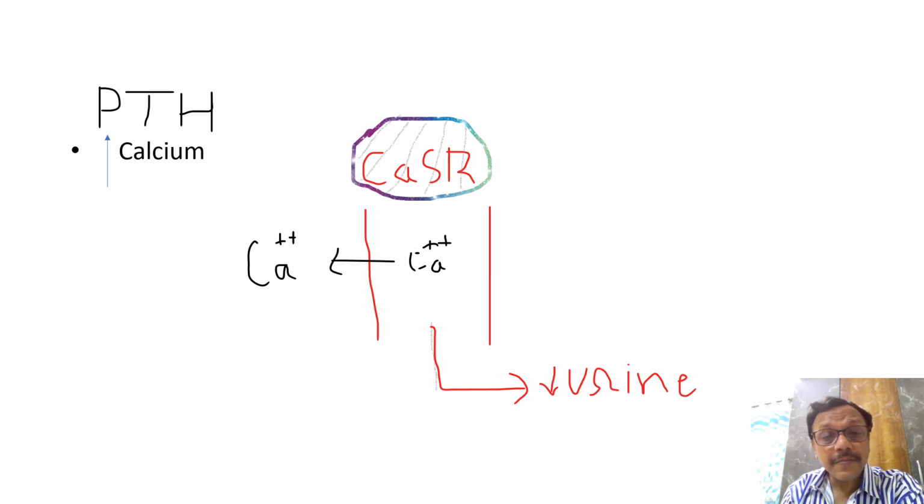So in these cases, a very high amount of calcium is going to inhibit this calcium sensing receptor in the DCT portion of the kidney. So there are two characteristic features: if a large amount of calcium is being reabsorbed, we will always find a low amount of calcium in the urine and a high amount of calcium in the blood.